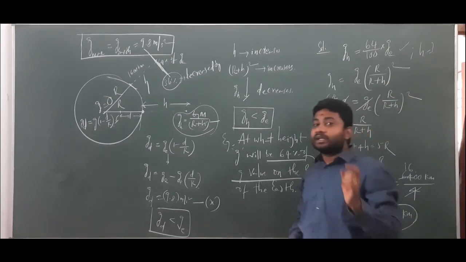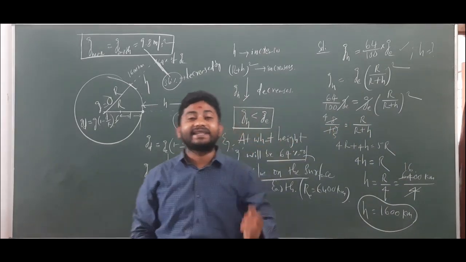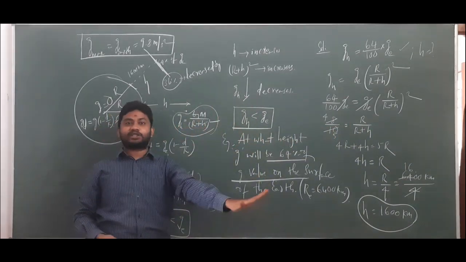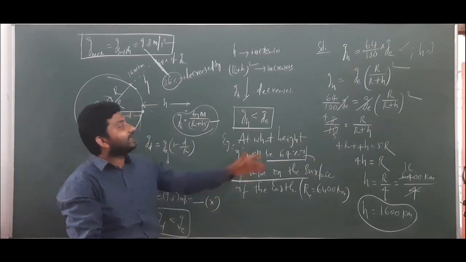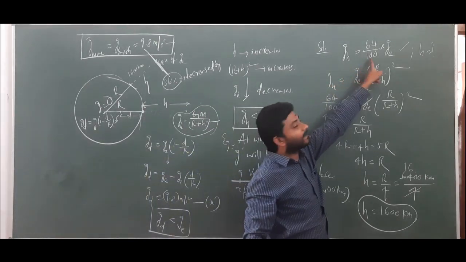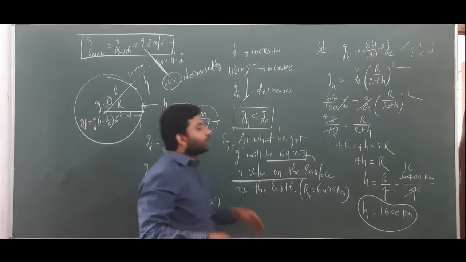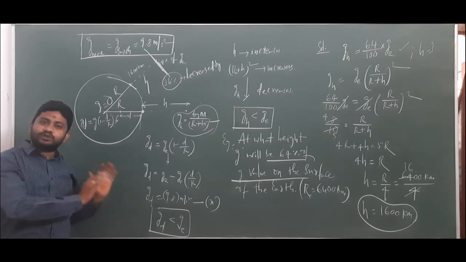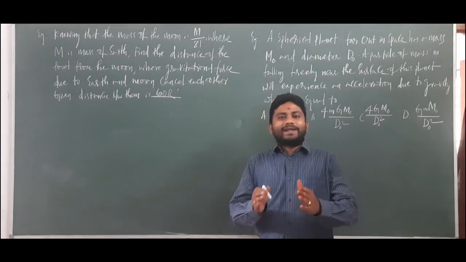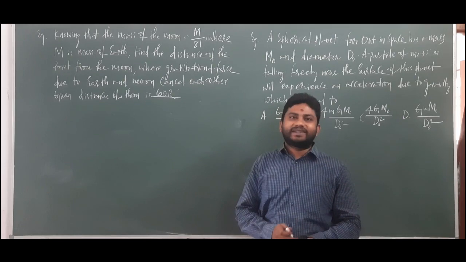If they say that the value of G at some height is decreased by 36%, means what is the final remained value to be taken here? Okay, clear? So in this way, the basic questions will be asked. Let's solve some more questions based on this. Let us solve two more problems related to this.